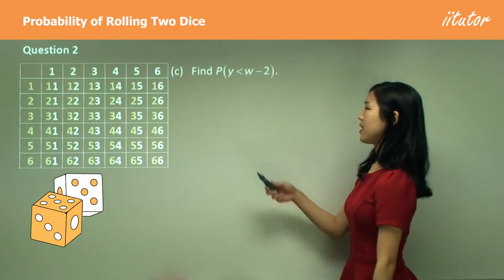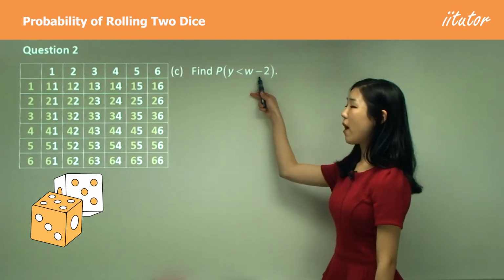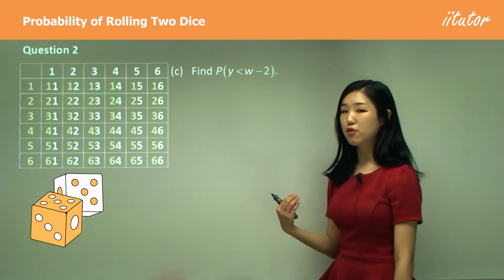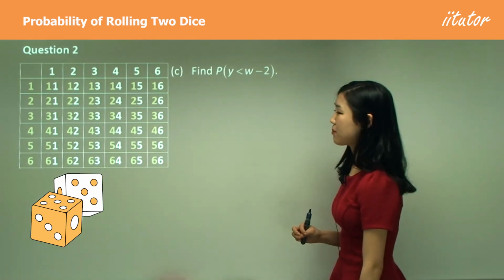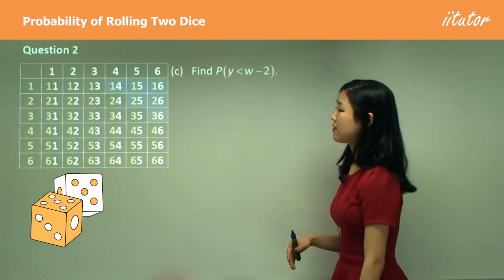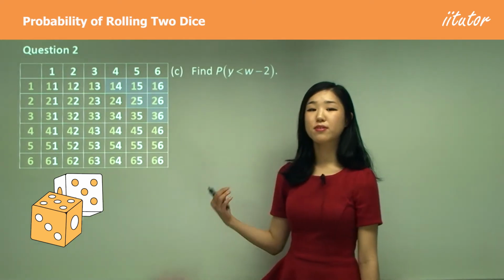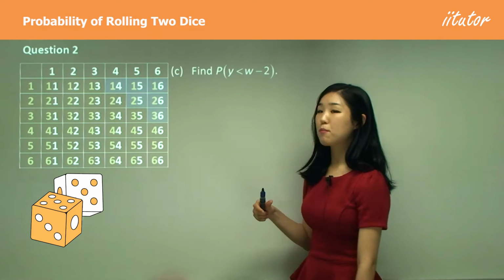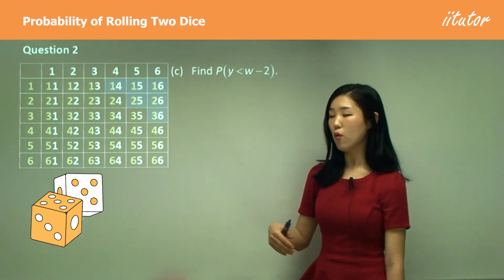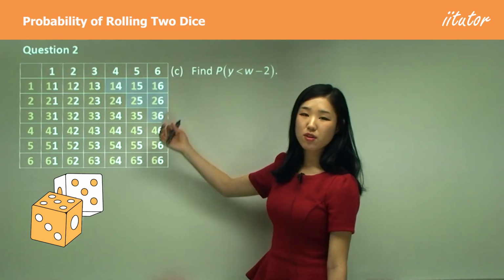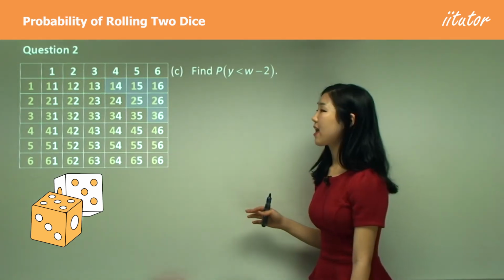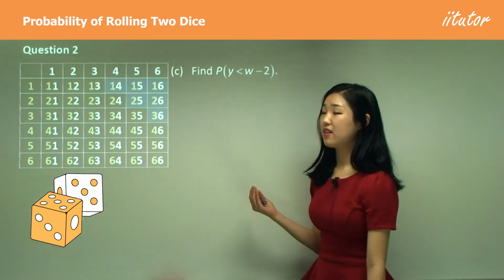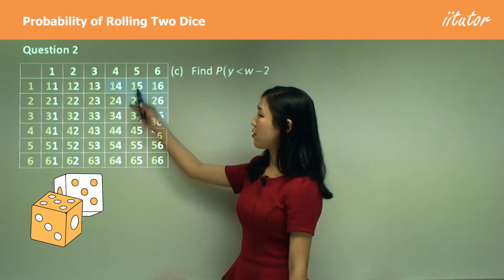Find the probability that yellow is less than white minus 2. So when I subtract 2 from white, I want it to still be greater than yellow. Find the outcomes. What I found were these ones here. When I subtract 2 from 6, I get 4. And the only numbers of yellow that are less than 4 are 3, 2, and 1. And I look at the same outcomes for 5. When I subtract 2 from 5, I get 3. And then the numbers that are less than 3 are just 2 and 1.